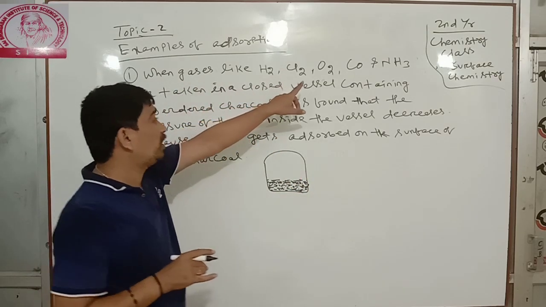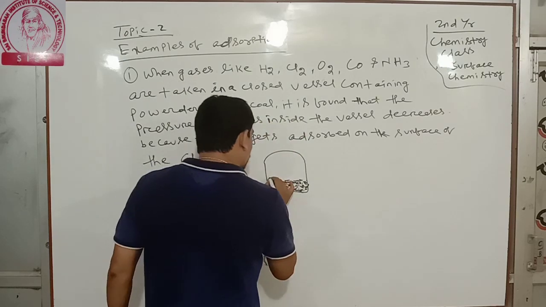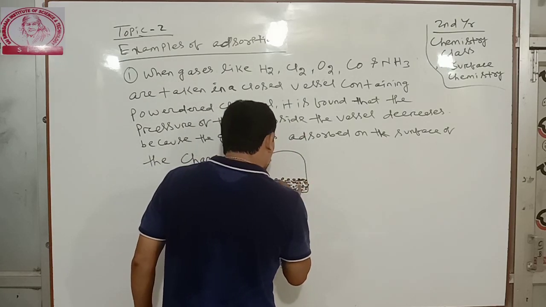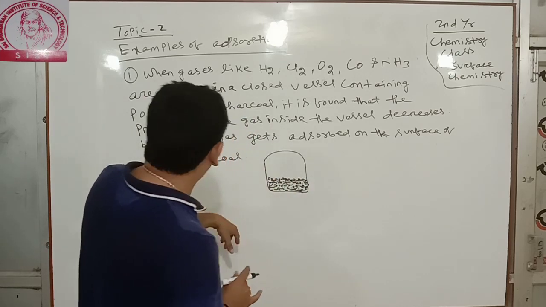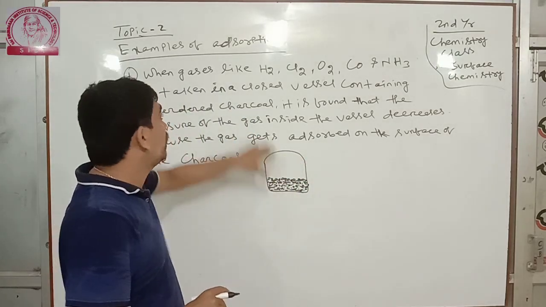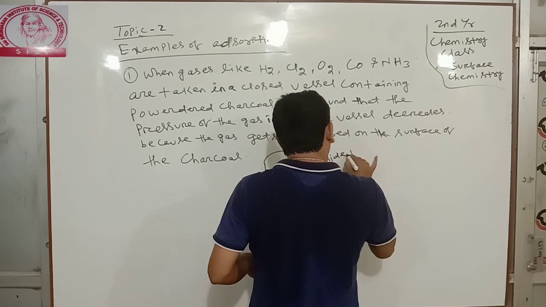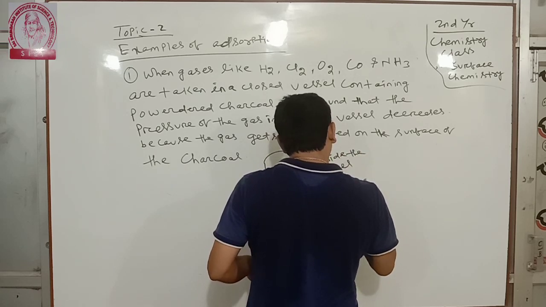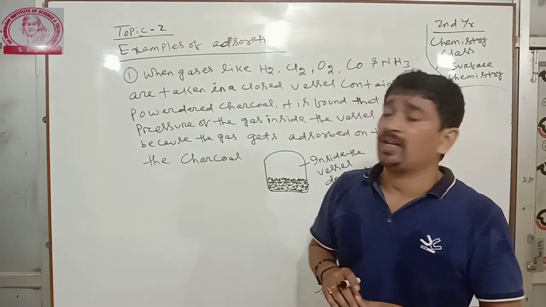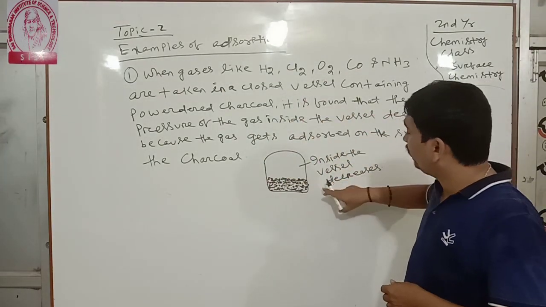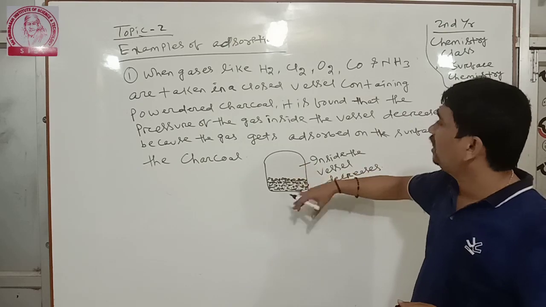When gases like H2, Cl2, O2, CO, NH3 are taken in a closed vessel containing powdered charcoal, it is found that the pressure of the gas inside the vessel decreases, because the gas molecules get adsorbed on the surface of the powdered charcoal.